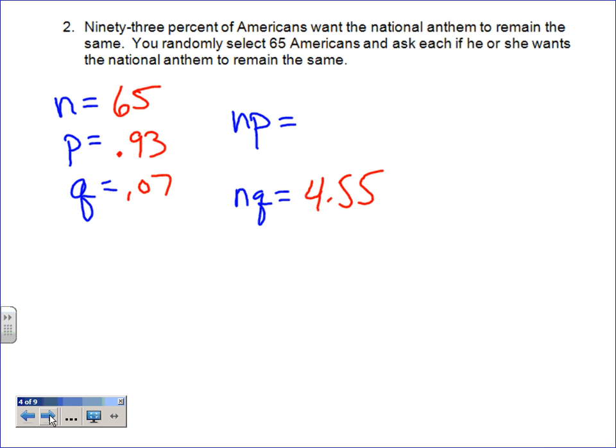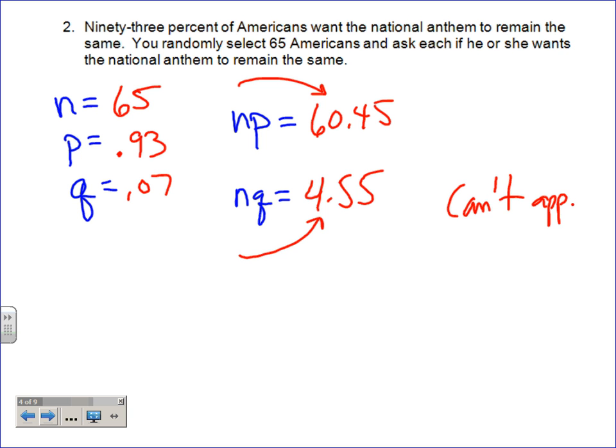NP is plenty good, right? It's like way up there, 60.45 or something like that. But just because that's way above 5 doesn't make this one good enough. All right? They both have to be. Otherwise, you don't get close enough, so you can't use it. Can't approximate with a normal distribution.